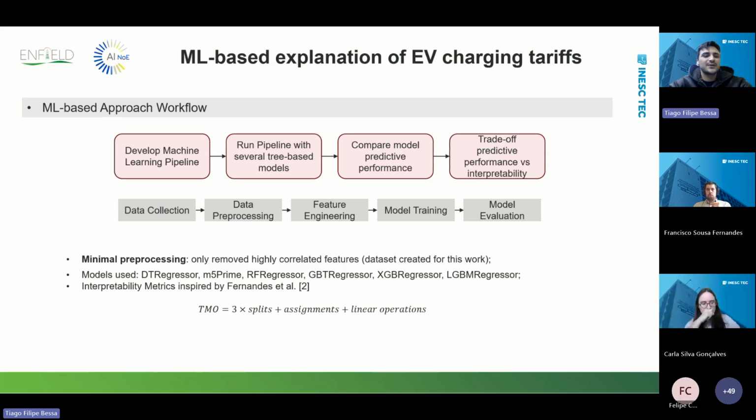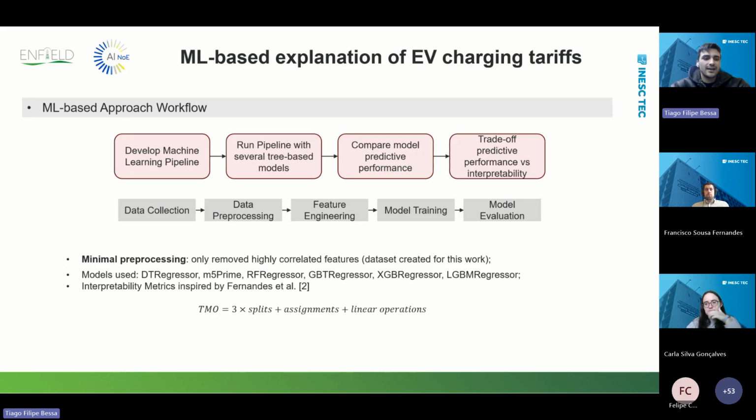So, talking about the machine learning pipeline, we wanted to develop something that was capable of running multiple tree-based models. And the goal here was to see if they could have a good predictive performance, be faithful to the tariff definition, basically, and assess how interpretable they were, so that we could perform a trade-off.